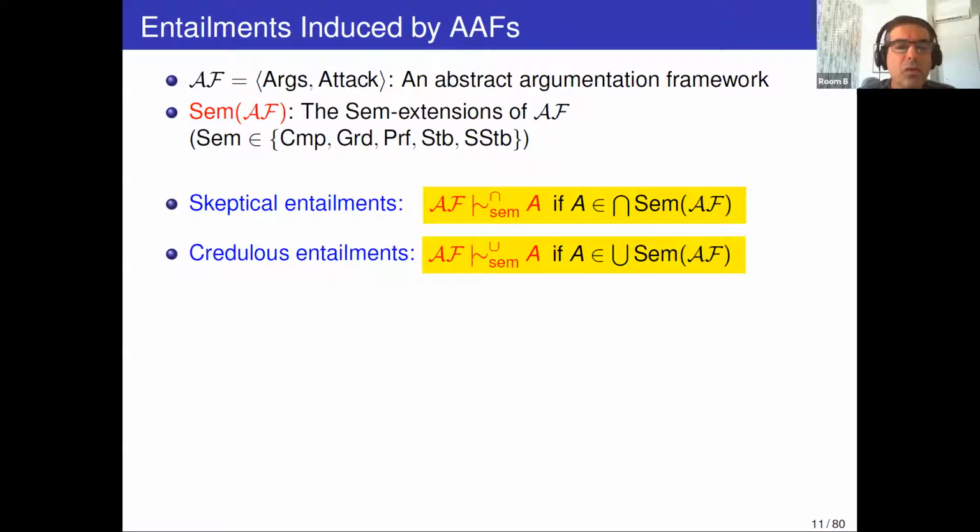And we have basically two kinds of entailment. One is a skeptical entailment, where an argument follows from an argumentation framework according to a specific semantics if it belongs to every extension of that semantics. So it's in the intersection of all the extensions of the same semantics. And credulous entailments are defined by the union of the extensions of the same semantics. So A follows from a particular argumentation framework if it belongs to at least one of the extensions of the same type.